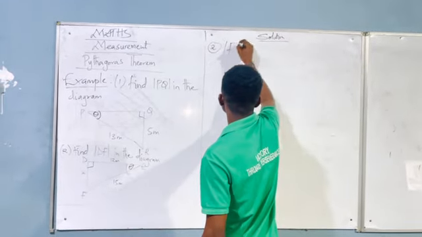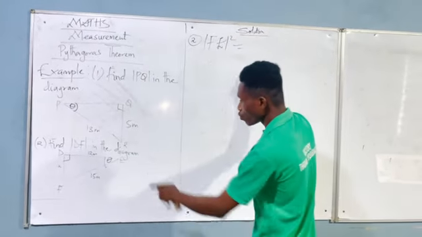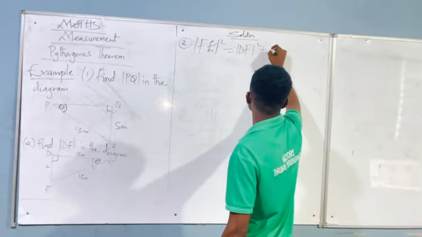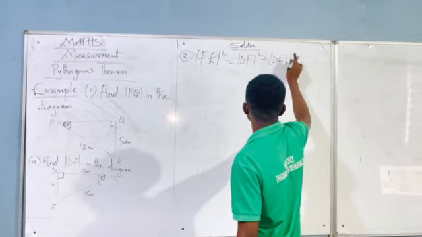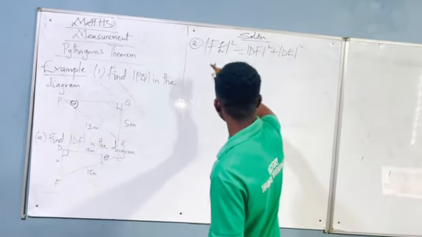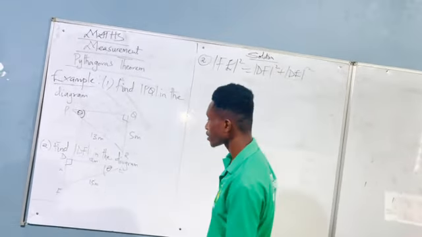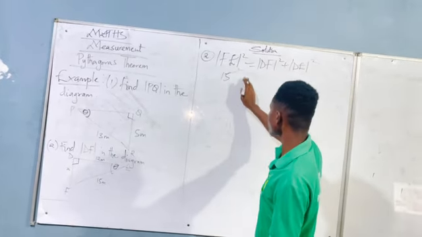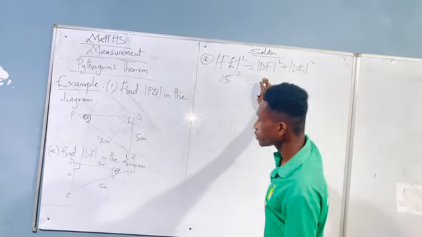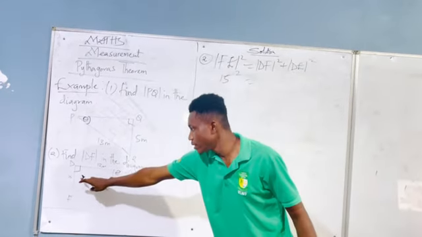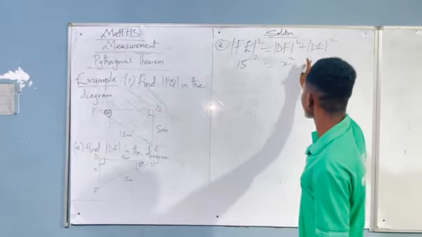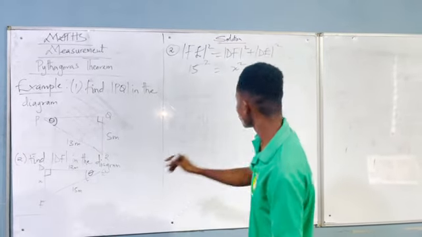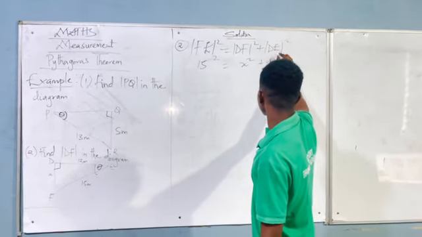So line FE squared is equal to line DF squared plus line DE squared. Now, our line FE is 15 meters. For the sake of solving, we omit the units. Later on we bring it. Now 15 squared. DF we don't know, but we know our DF is x, so we have x squared. Now DE is 12, so plus 12 squared.